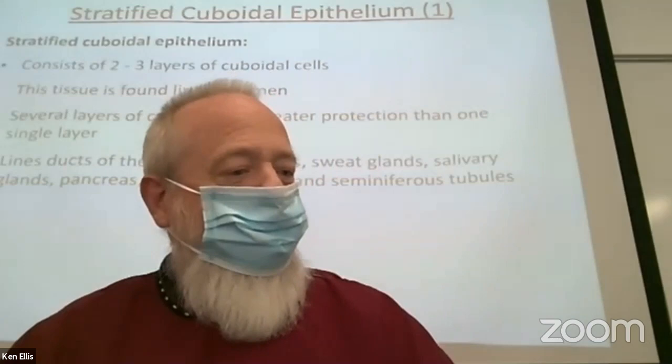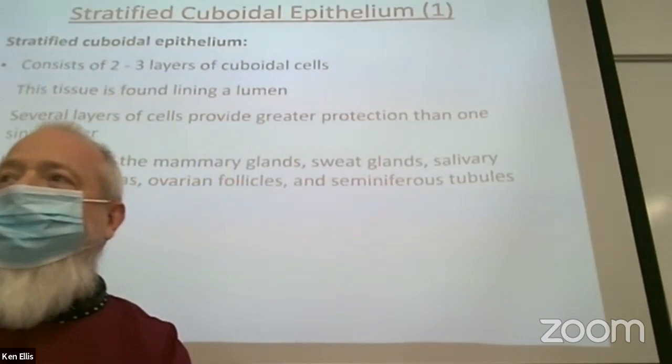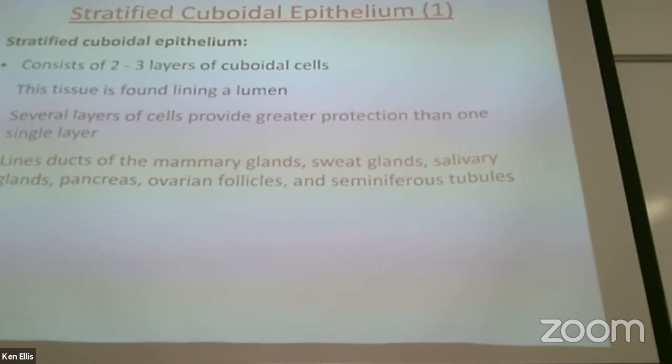All right. So here we are. We're looking at stratified cuboidal epithelium. Stratified means what, guys? Stratified means what? Many layers, okay? With me here. It says this tissue is found lining a lumen, so it's basically a tube that we're cutting in cross-section. Several layers of cells provide greater protection than, of course, a single layer does.